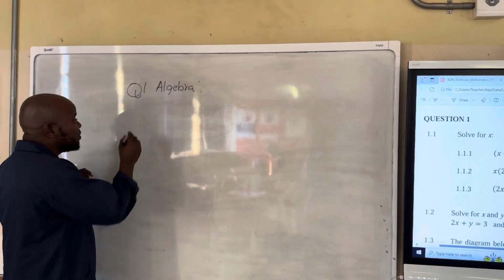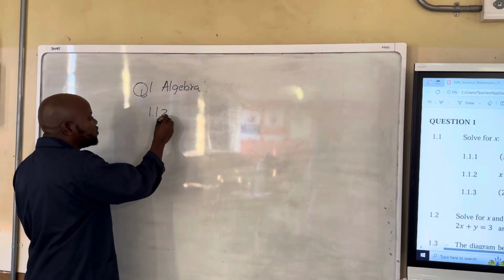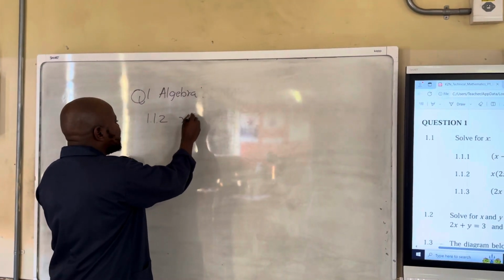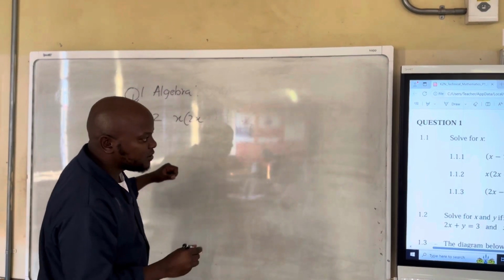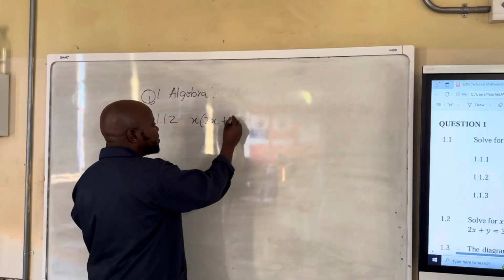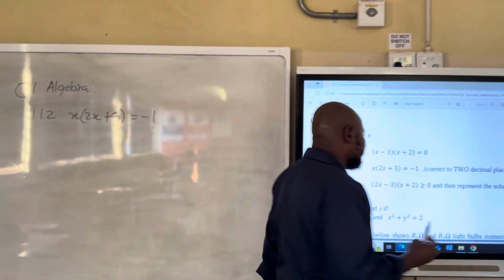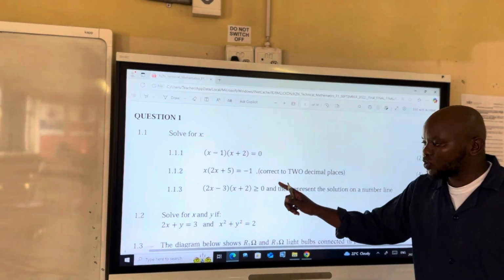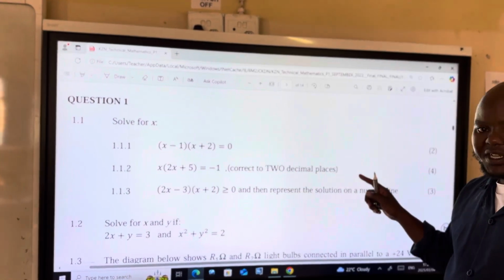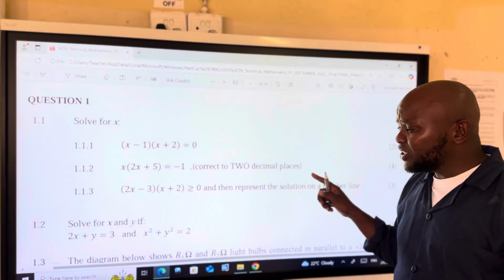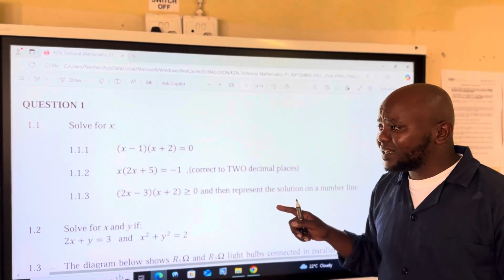So for 1.1.2 now, we are given x into 2x plus 5 is equal to negative 1. So now we have this English that says correct to 2 decimal places. What is the meaning of that? This English is directing you straight to use the quadratic formula.